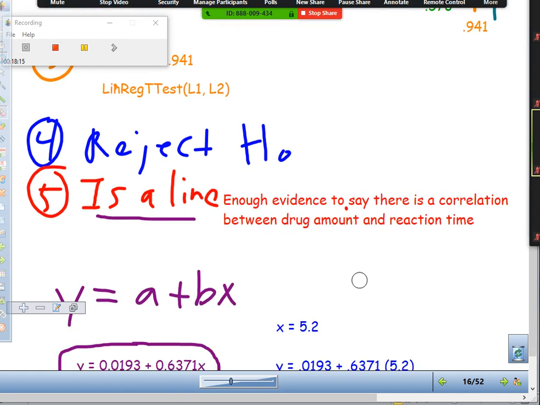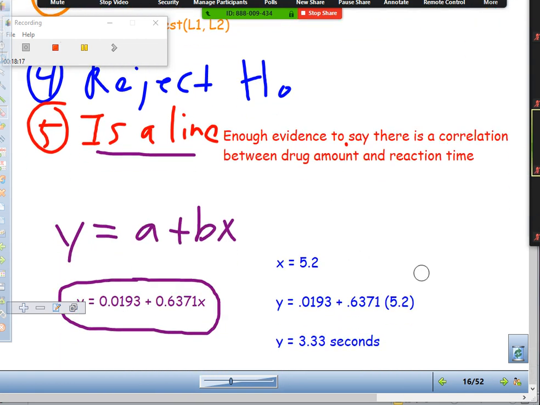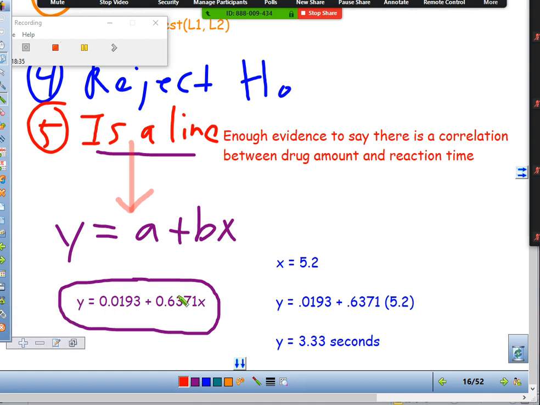So we want to predict. Professor? Yeah. For number 5, the summary, do we have to always say if it's a line or not? No, you don't have to say it's a line, but the line will help you because the line leads to this down here. So if you say it's a line, then when you find your linear correlation line, your regression line, so this is y equals a plus bx, right?